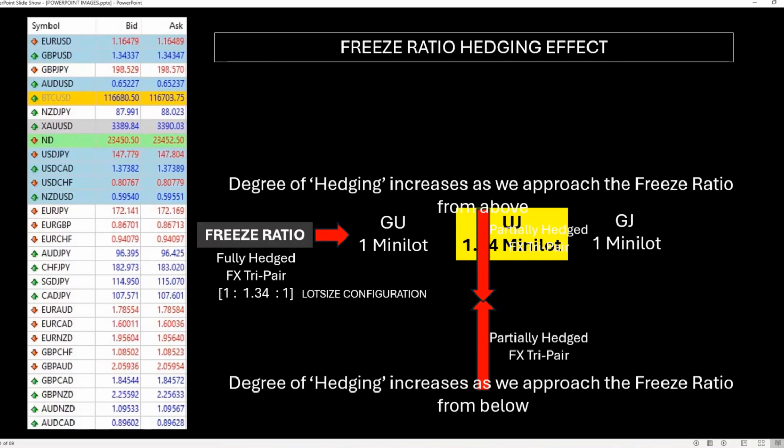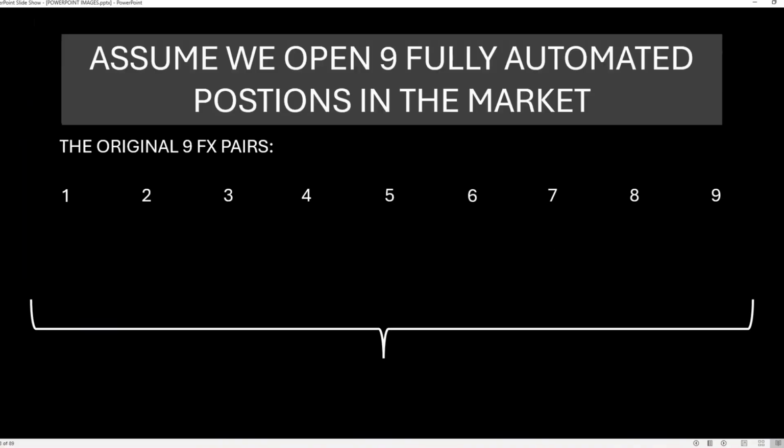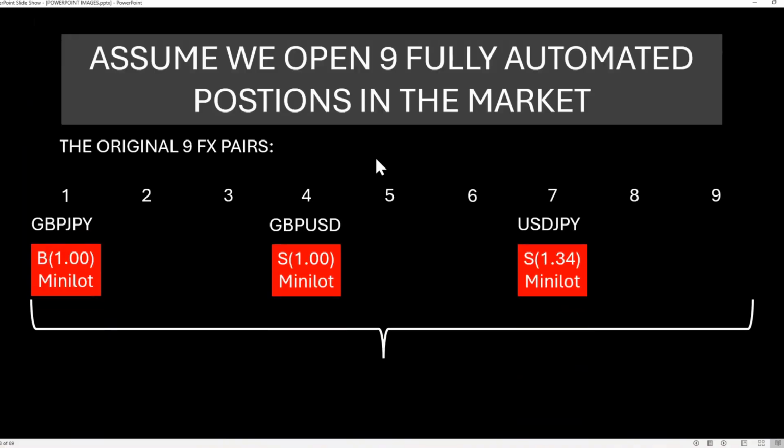So let's go back to the original 9 pairs when we first started in the beginning of this video. I've color-coded this, so if you go back to the original 9 pairs, this I've separated out. I've color-coded. So notice, this is the base pair, base parent, the back parent, and this is the cross pair. 1.34 is the freeze ratio. I'll show you why in a short while.